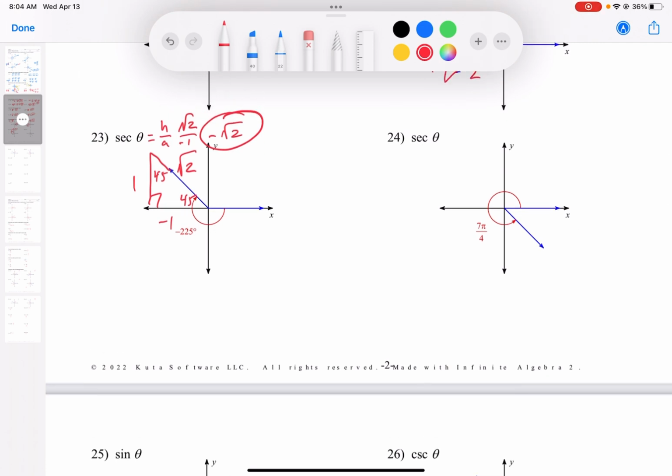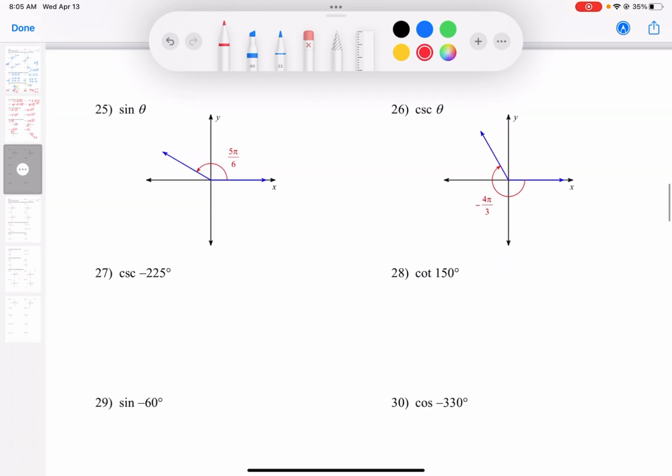7 pi over 4. Okay, so again, depending on how you want to do it, you go 7 pi over 4, change it to degrees. So 180 over pi, cancel, cancel. 7 times 180 divided by 4. So that's 315. Draw it. We've got a 45, 45, 90. So our legs are 1 and 1. This one's down, so it's negative, square root of 2. Secant again, hypotenuse over adjacent. That's the square root of 2 over 1, which is just the square root of 2.